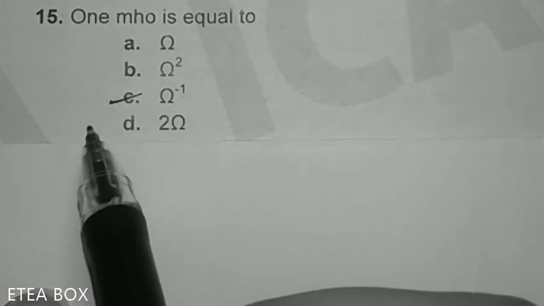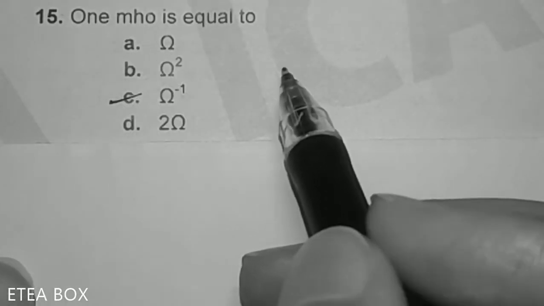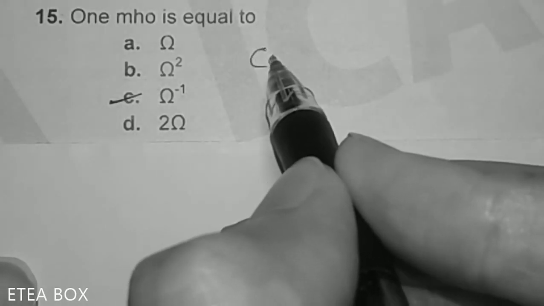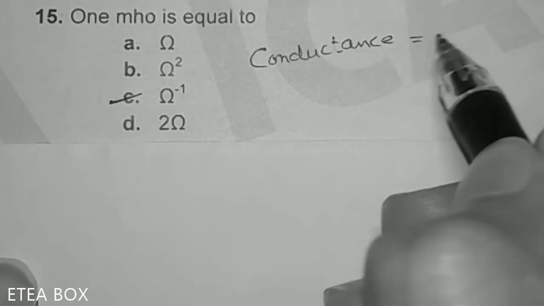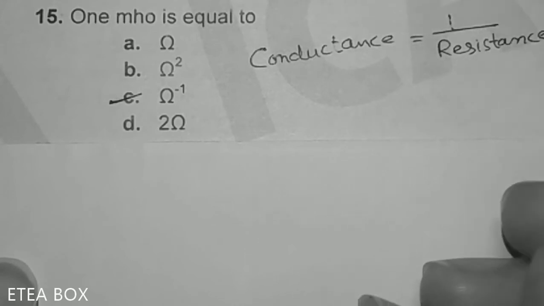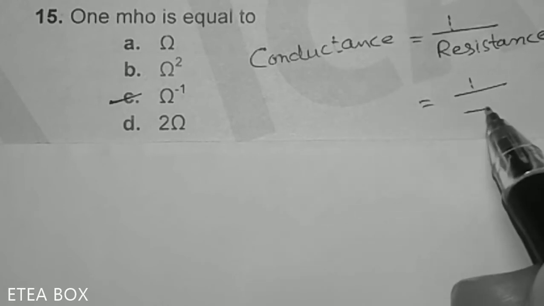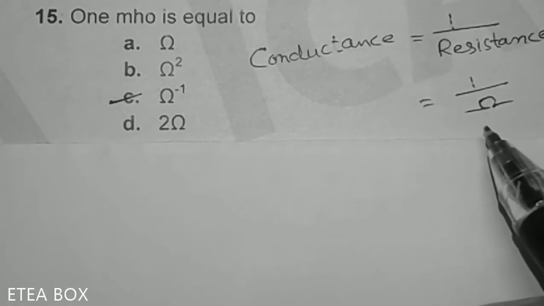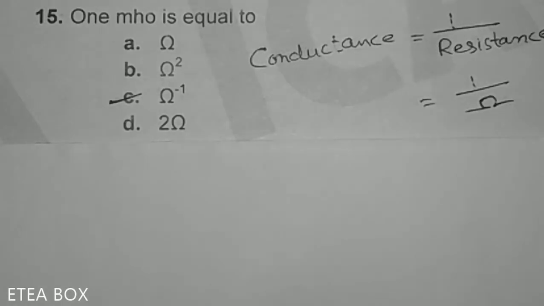Sorry, it is the unit of conductance. We know that conductance is inversely proportional to the resistance. It is the reciprocal of resistance. The unit of resistance is ohm, so the unit of conductance will become per ohm, so option C is correct here.